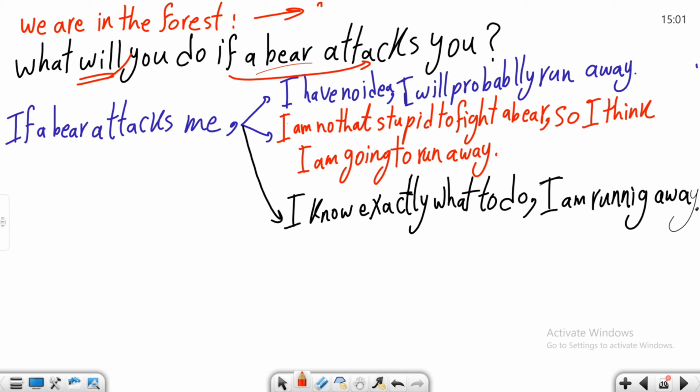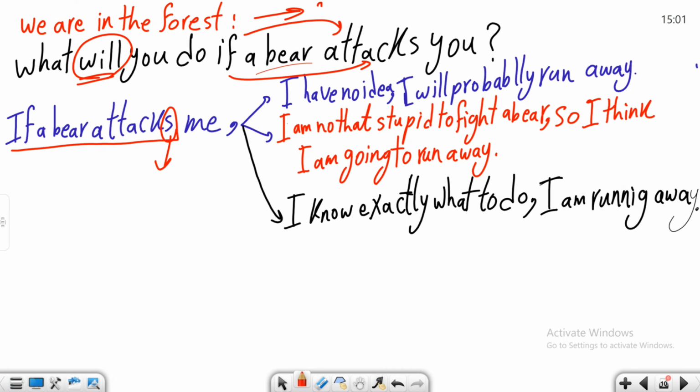One student told me, teacher, you told me you cannot use will at the beginning. I didn't say at the beginning. I said you cannot use will after if and the subject of if. The answer should be one of these three possible answers. If a bear attacks me, look, I use the present simple. Why? Because we use the present simple when the condition is possible.